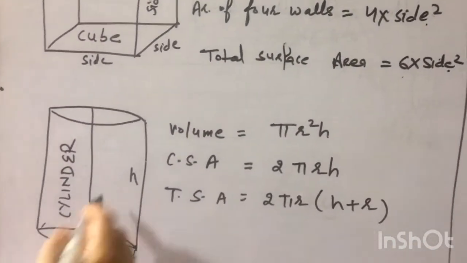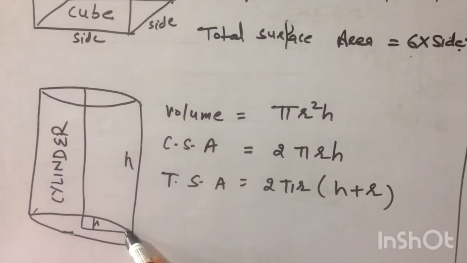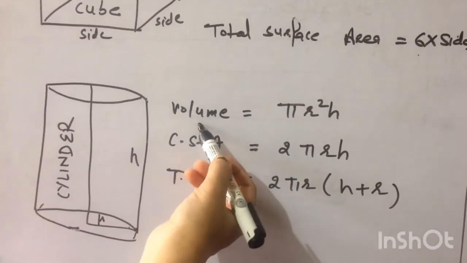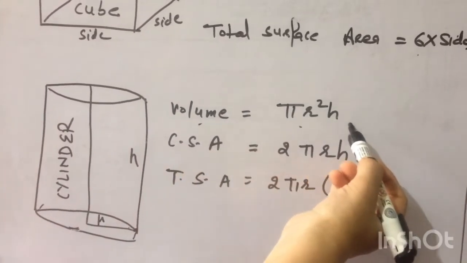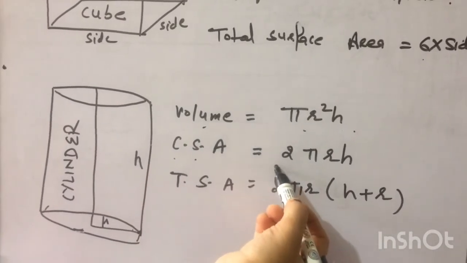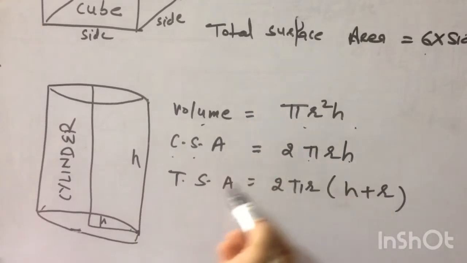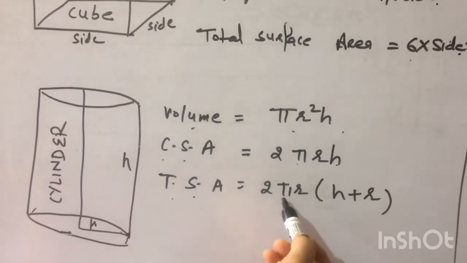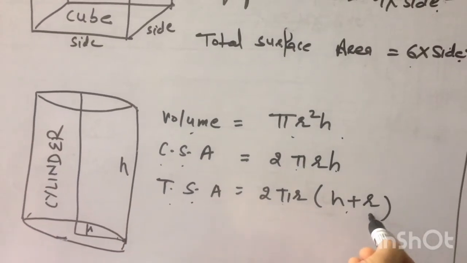Next is cylinder. This is the height of cylinder, this is the radius, and if we have to find the volume of cylinder, formula is pi r square h, and curved surface area or lateral surface area equal to 2 pi r h. Total surface area of cylinder 2 pi r into (h plus r).